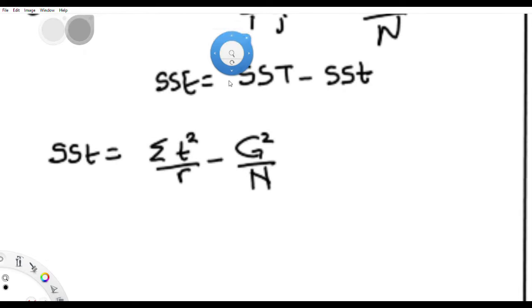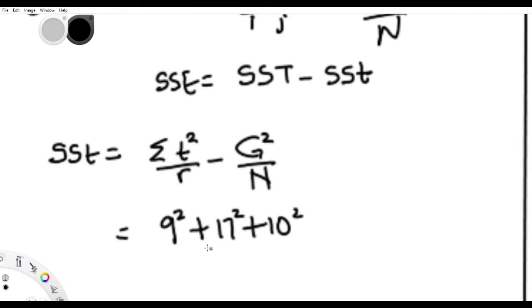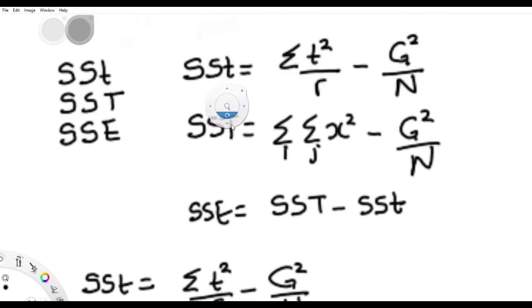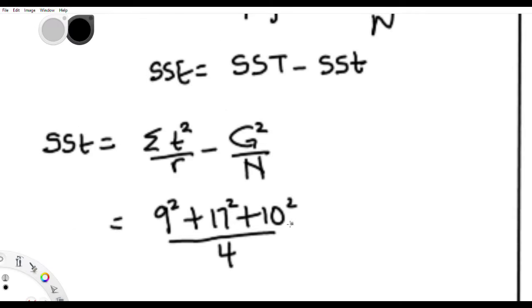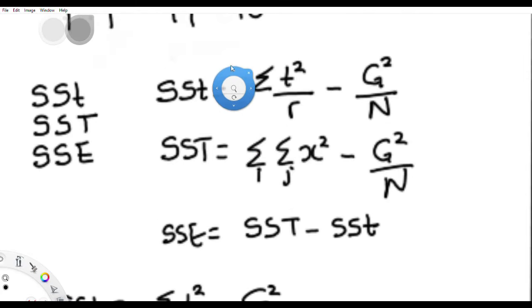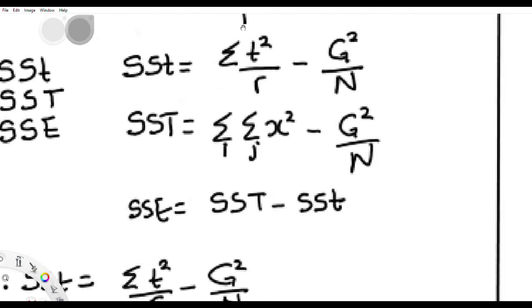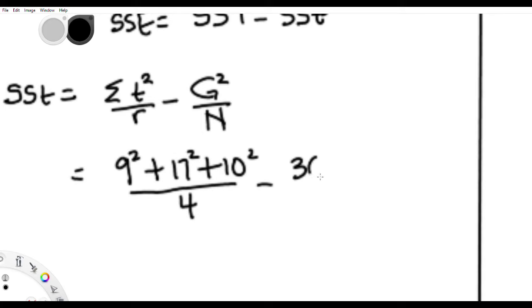Now let's try to find the sum of square treatments. Sum of square treatment, that's 9 squared plus 17 squared plus 10 squared all over, how many replications do we have there? We have 4 replications, so divided by 4, minus the grand total. The grand total will be the summation of everything, and that should be 36. So 36 squared all over the total number of elements there. You have 12 of them.